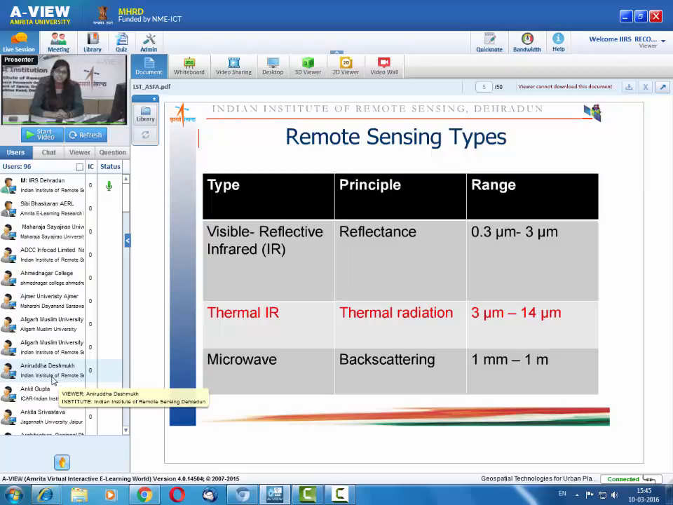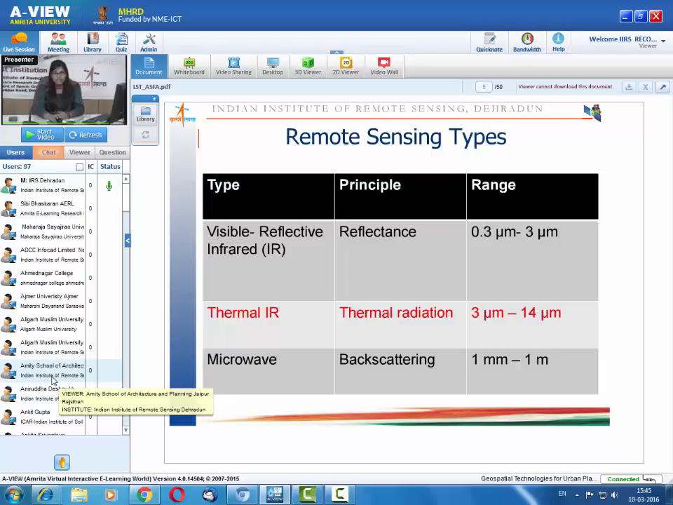Actually, for thermal infrared or thermal remote sensing, the range is considered to be 3 to 35 micrometer. But why have we written 3 to 14 micrometer? In the slides to come you will understand, but still 3 to 14 micrometer is the area where there is less attenuation, and this is the area where analysis can be done most promisingly. Third is microwave, which works on the backscattering principle. I'm sure everyone knows about microwave remote sensing. 1 millimeter to 1 meter is the range.